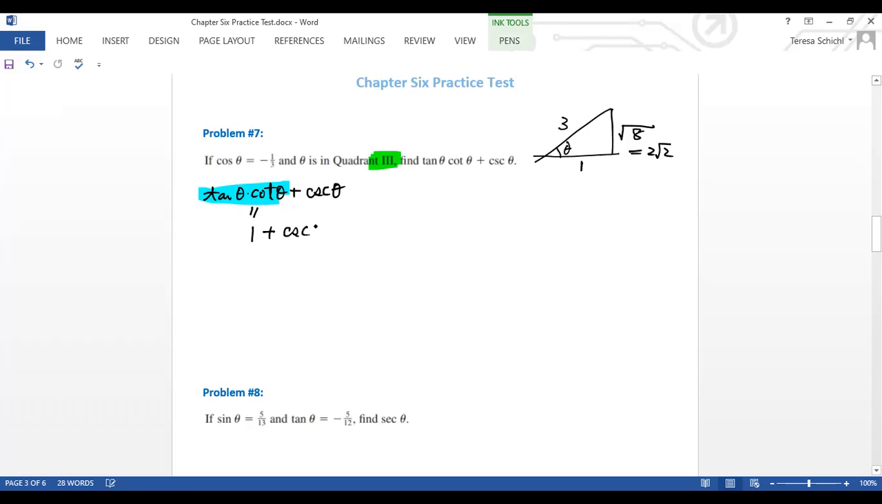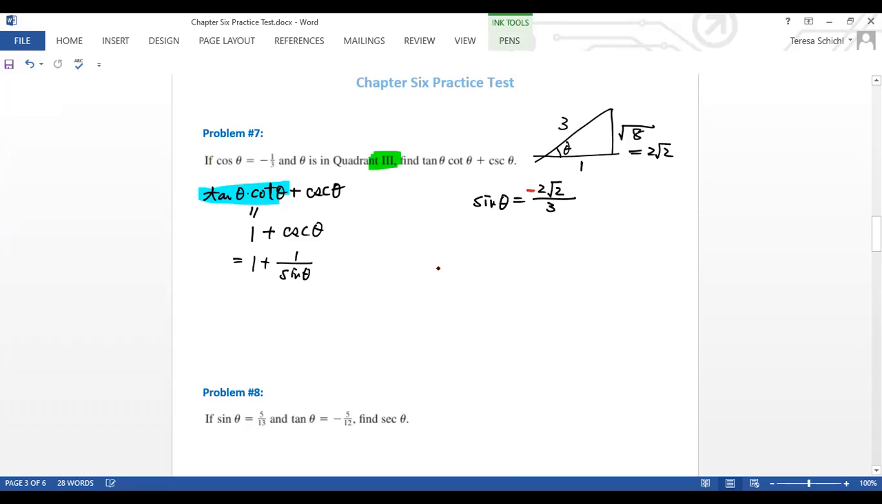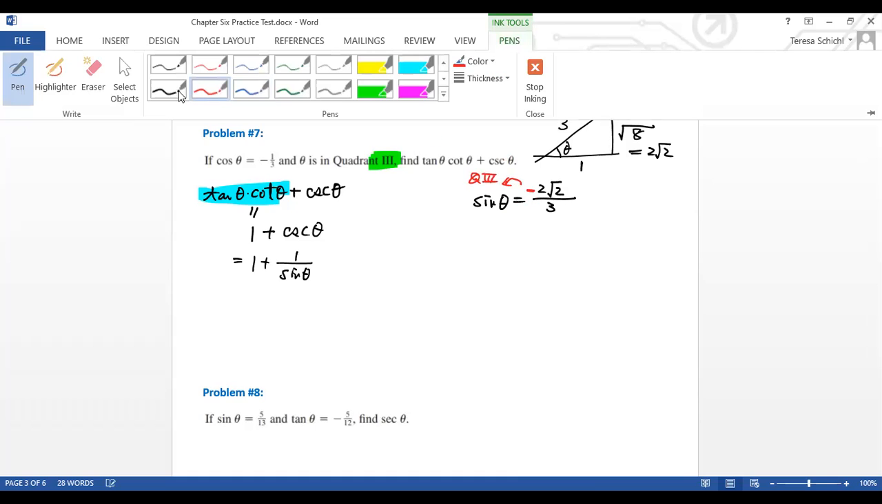Then here, the cosecant theta, so this is 1 plus 1 over sine theta. I know the sine theta here is opposite over the hypotenuse, so it's 2 square root of 2 over 3. But because it's in quadrant 3, the sign has to be negative. Why is this one negative? Because it's in quadrant 3.